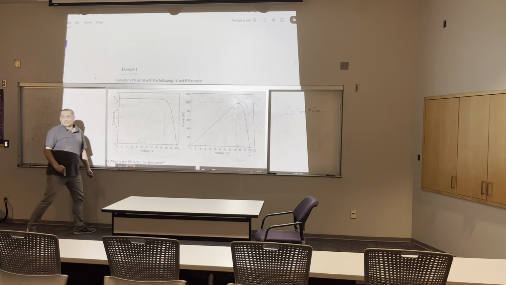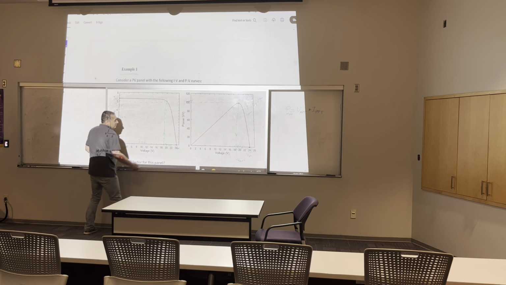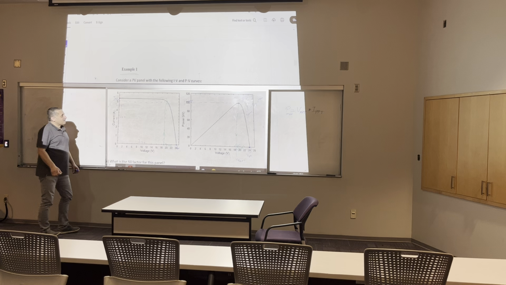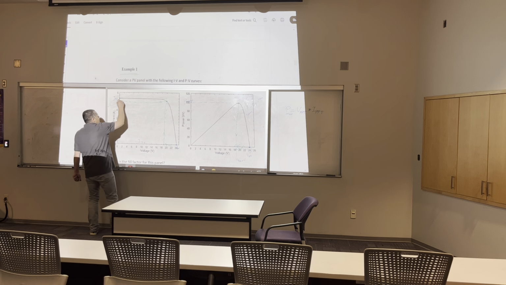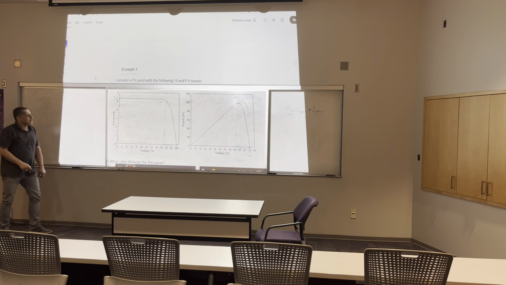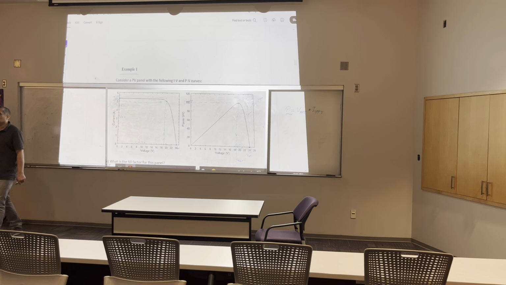Draw a vertical line to intersect the I-V curve at this point. Then draw a horizontal line to get IPPT, the current at power point tracking or max power point. Make sense? Okay, this one.